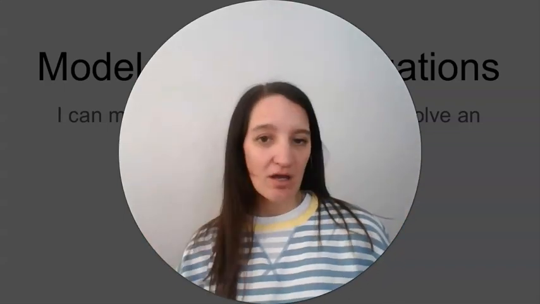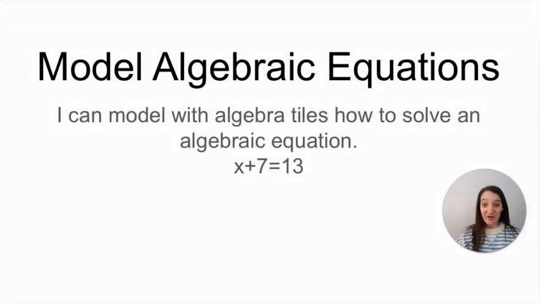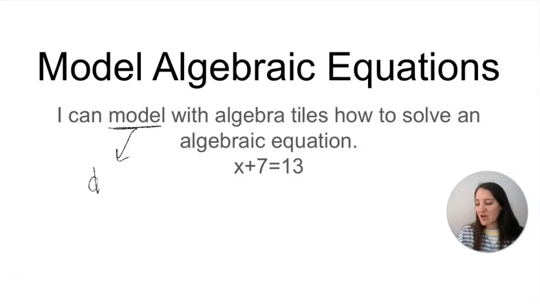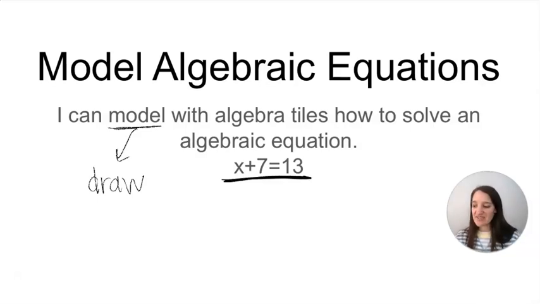Hey everyone, today we are going to be modeling. No, not like walk, walk, walk. Not that modeling. The modeling we're going to be doing is with algebraic equations. The modeling I'm talking about is where we draw. Today we're going to be drawing what an equation looks like.